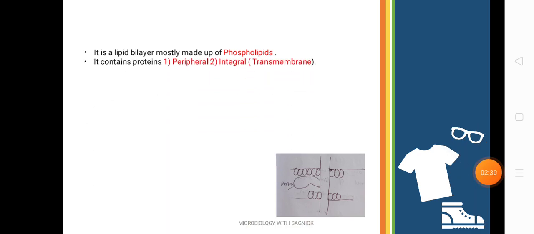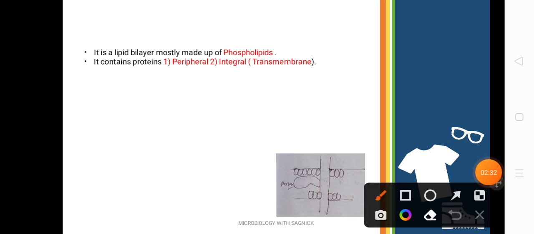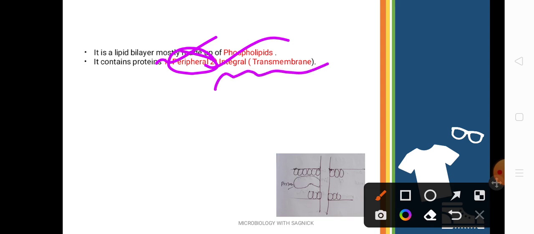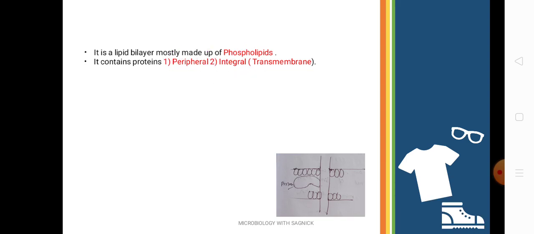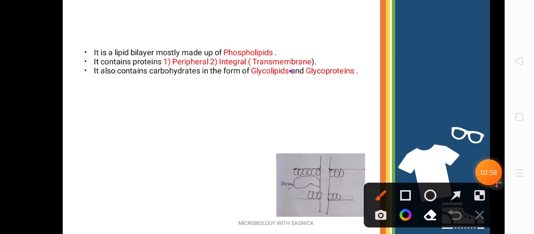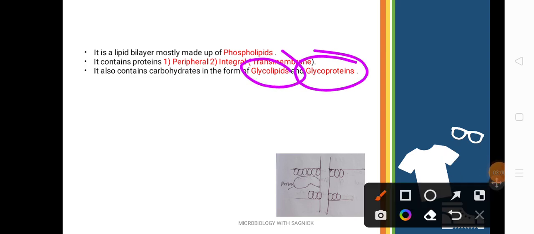Now, the proteins are of two types. One type of protein is present in the periphery, known as peripheral proteins, and the second type is integral, also known as transmembrane proteins. We will talk about both peripheral and integral transmembrane proteins in the next part of our video, where we will talk about membrane proteins. The membrane also contains carbohydrates, although the carbohydrates are in the form of glycolipids or glycoproteins. That means these carbohydrates are attached to either lipids or proteins.